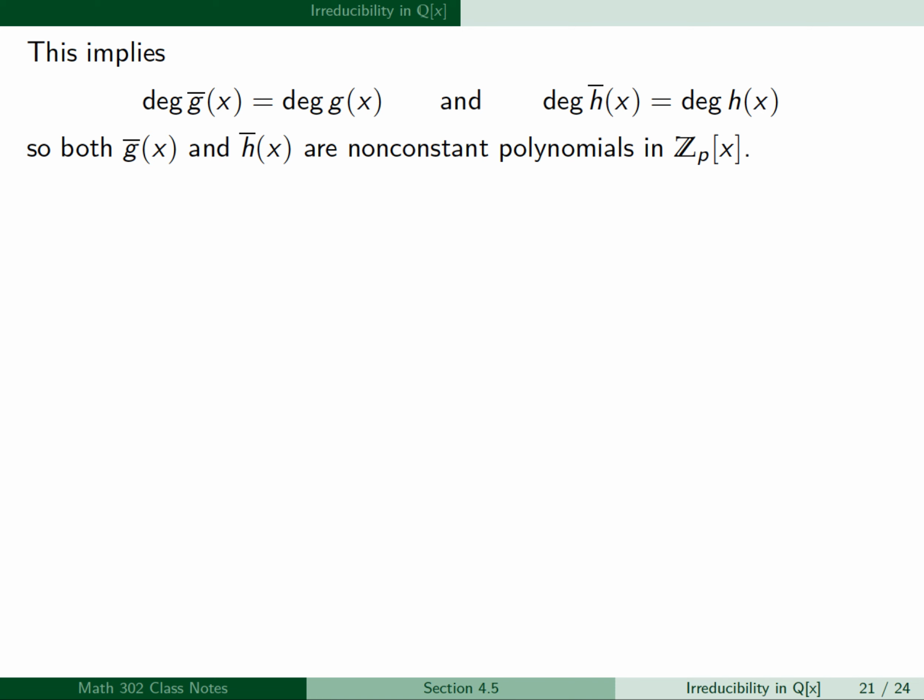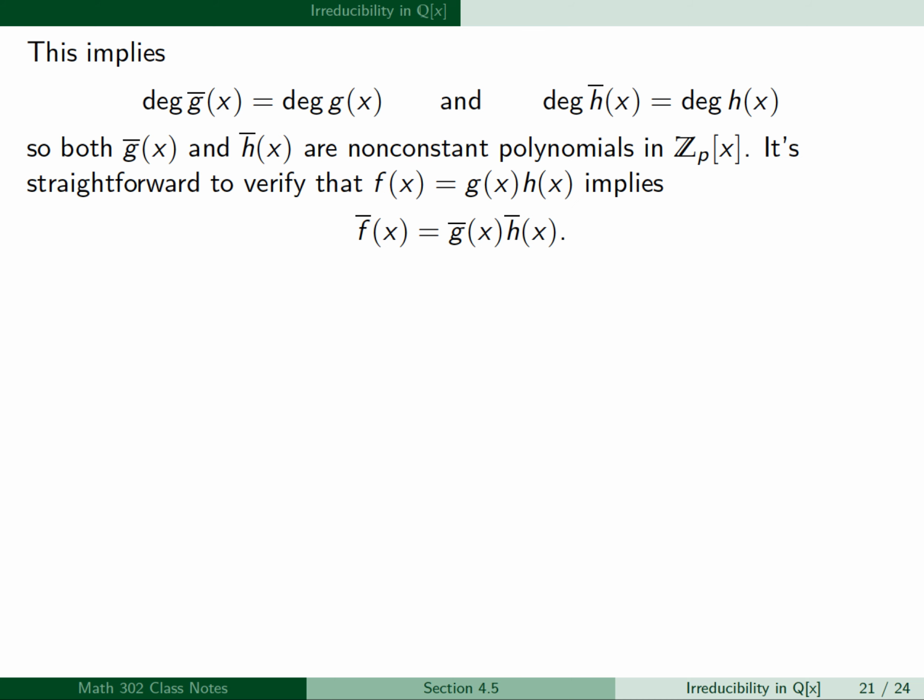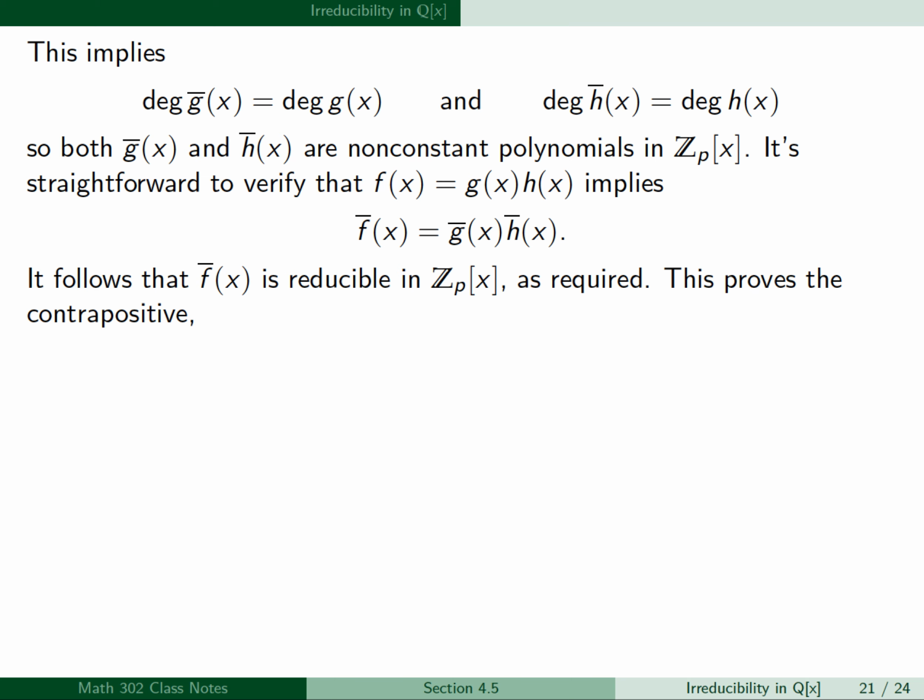So both g bar of x and h bar of x are also non-constant polynomials in Z_p[x]. Now it's straightforward to verify that f of x equal g of x, h of x implies a similar relation for the reduced polynomials. So f bar of x is equal to g bar of x times h bar of x. And it follows that f bar of x is reducible in Z_p[x] as required. And this proves the contrapositive statement, which proves the theorem.